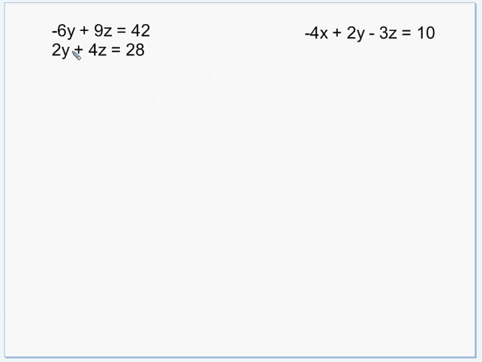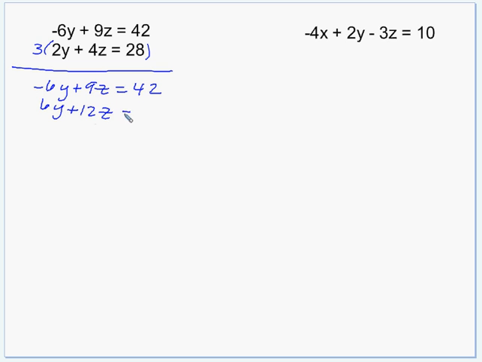So this equation here and this equation here, we're going to eliminate the y's from. So here they are right here. So we're going to eliminate the y's. We have a -6 and a +2, times the bottom one by 3, so we can go ahead and get rid of those y's. So I'm going to bring down the first equation, and then we're going to distribute that 3. So we have a 6y plus 12z is going to equal 84.